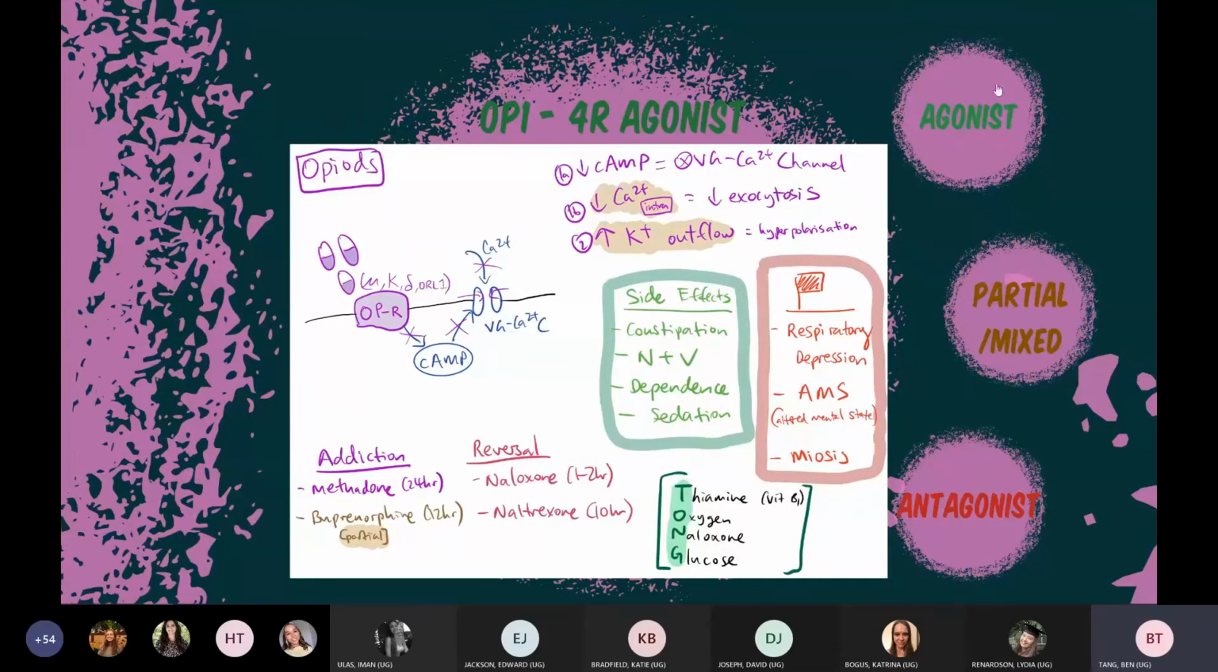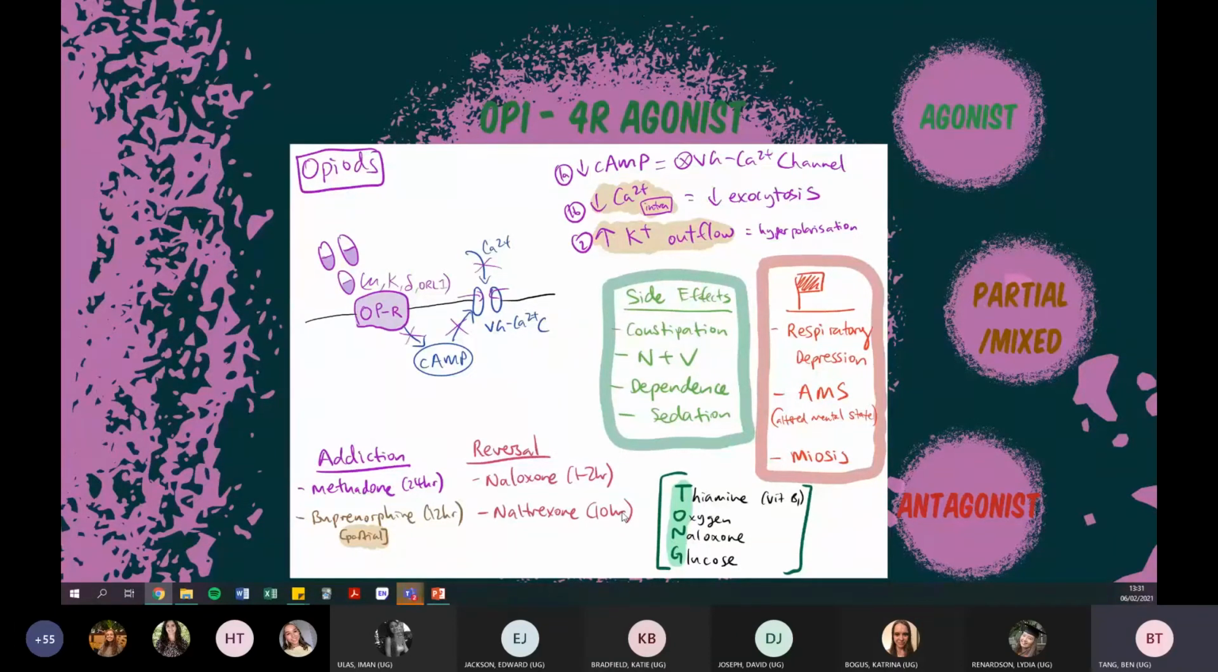In the interest of time, I'll give you the link to this so you can search it. I've included some information for agonists, partial agonists, and antagonists, but we've covered them here. The agonists being morphine, diamorphine, fentanyl, partial agonists being what you'd use for addiction, which is methadone and buprenorphine, and reversal over here for the antagonists.